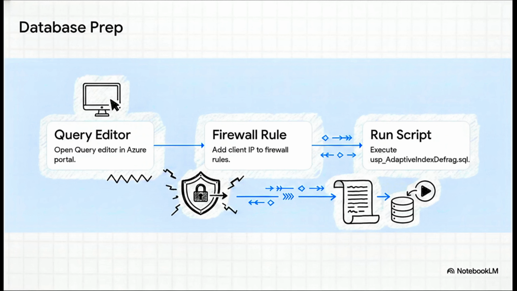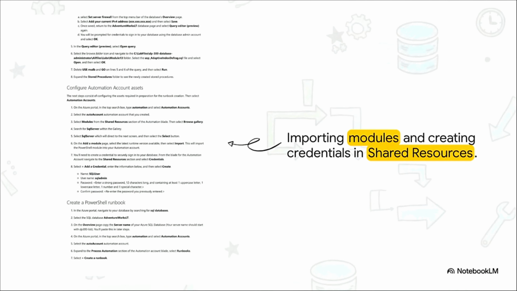Once you're safely in, step 3 is running a provided script called USP_AdaptiveIndexDefrag.SQL. This script creates the actual stored procedures in your database that contain the logic for rebuilding and reorganizing those indexes. Now, inside the automation account itself, we have to configure our assets. In your lab, you'll head over to the Shared Resources section.